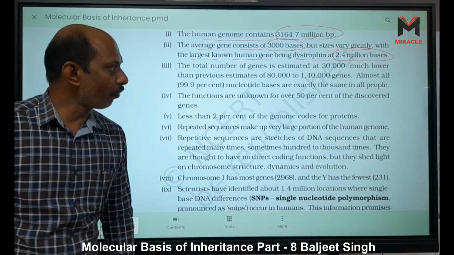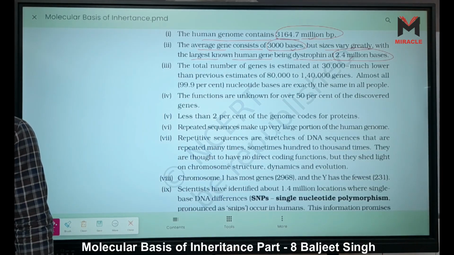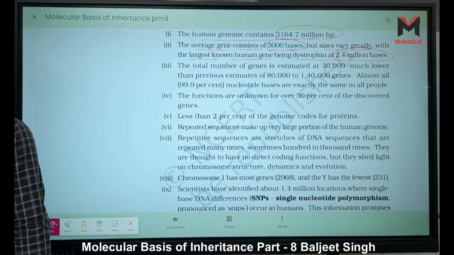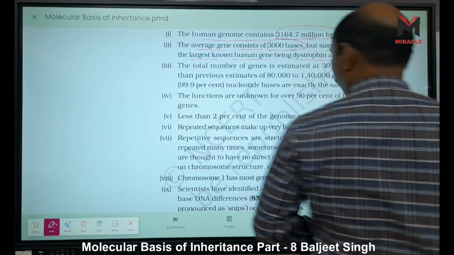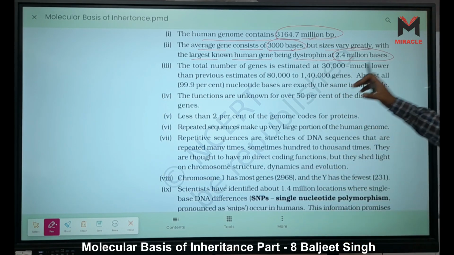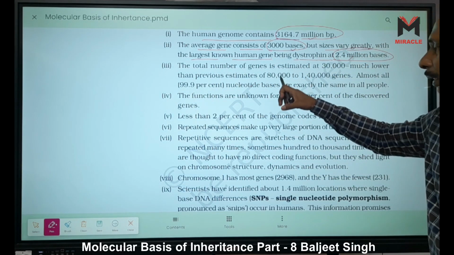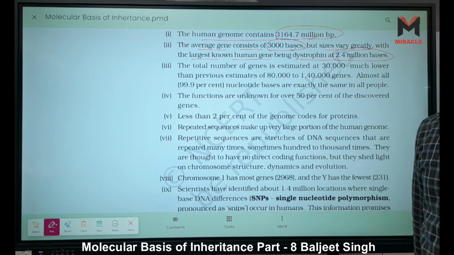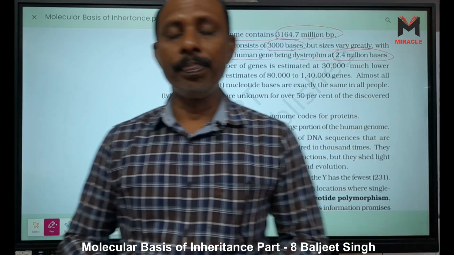The total number of genes is estimated at 30,000. Second, what is given? The total number of estimated genes, how much? 30,000. This time, after the human genome project, we realized there are only 30,000, much lower than previous estimates of 80,000 to 140,000 genes. I already told you when I was in the intermediate classes, at that time, like you.